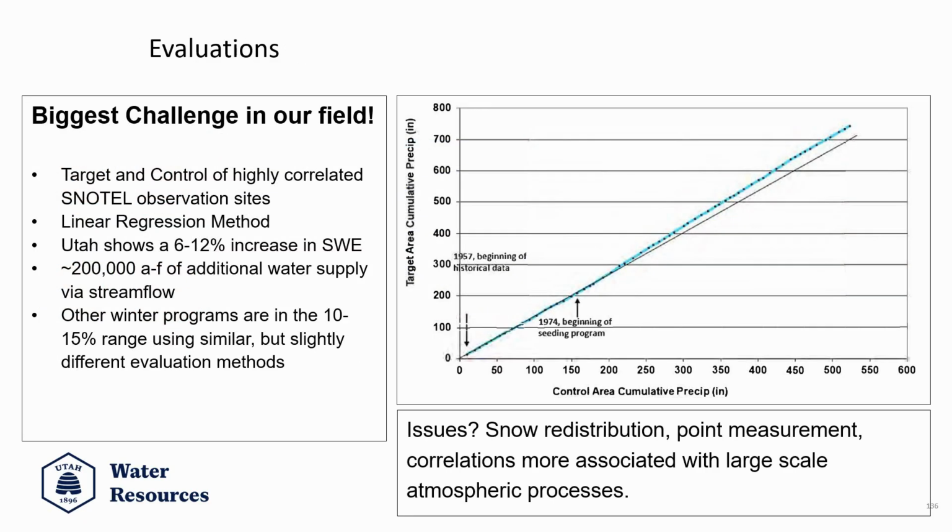All right, now the toughest thing I think that we deal with is the evaluations. Historically, in the state of Utah, we've done target and control evaluations of highly correlated snow-tell sites measuring that SWE. And then we run linear regression models, and we've showed about a 6 to 12% increase since the mid-'70s. Water Resources back in 2018 did an analysis showcasing that we're producing about 200,000 acre feet of additional stream flow. Other programs are in that 10 to 15% range, but of course, there's a lot of issues with this. Snow redistribution, the fact that it's a point measurement, and those correlations could be more strongly related to atmospheric processes like El Nino and La Nina.